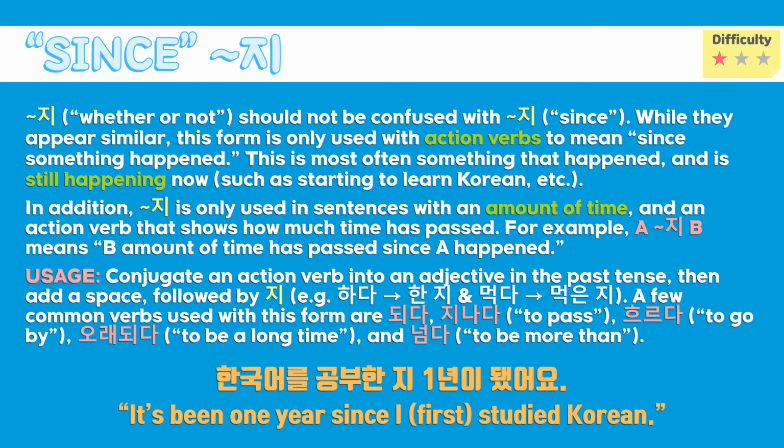To use it, conjugate an action verb into an adjective in the past tense, then add a space, followed by 지. So 하다 would become 한지, and 먹다 would become 먹은지. A few common verbs used with this form are 되다, 지나다, meaning to pass, 흐르다, meaning to go by, 오래되다, meaning to be a long time, and 넘다, meaning to be more than.